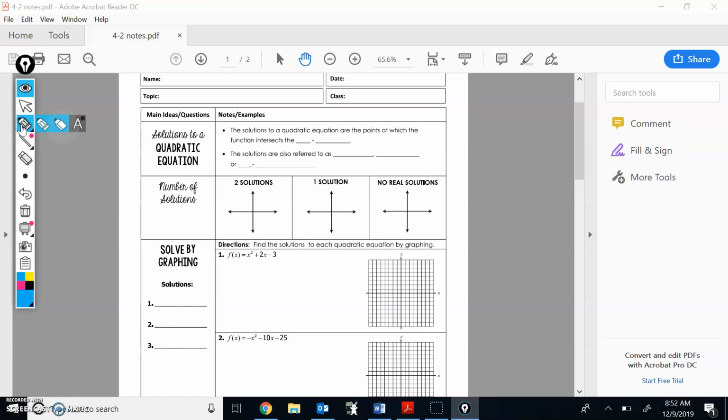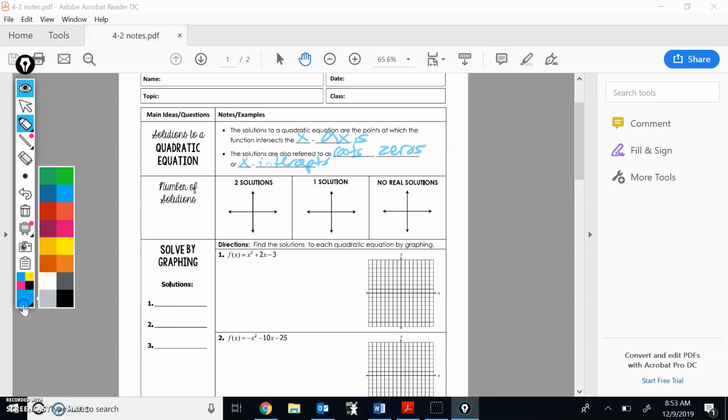Today is going to be a quick video on solutions to quadratic equations through graphing. Solutions to any quadratic equation is where that function crosses the x-axis. And these solutions have other nicknames. You could say they're called roots, or zeros, or x-intercepts.